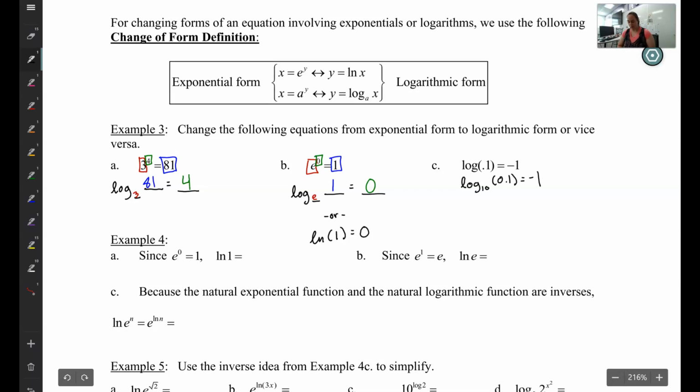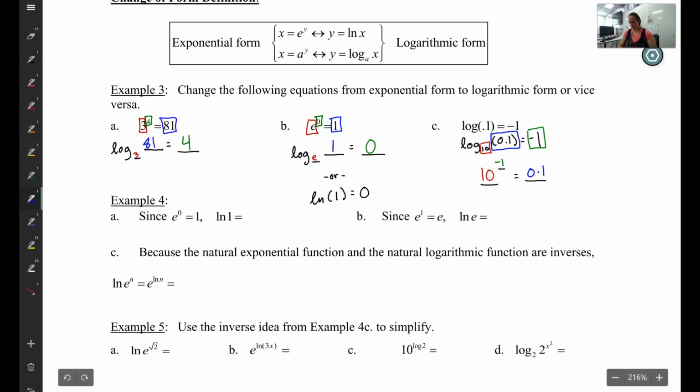And now you're going backwards. So you're going to change this one into exponential. But it's still the same 2 steps. The base stays the same. The input and output flip places. So pause the video and try this one. Okay, should have gotten 10 to the negative 1 equals 0.1. Base stayed the same, input and output flip places.